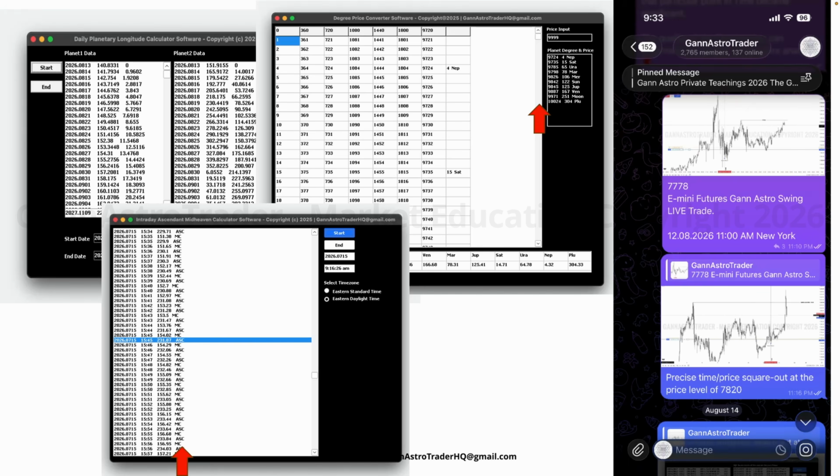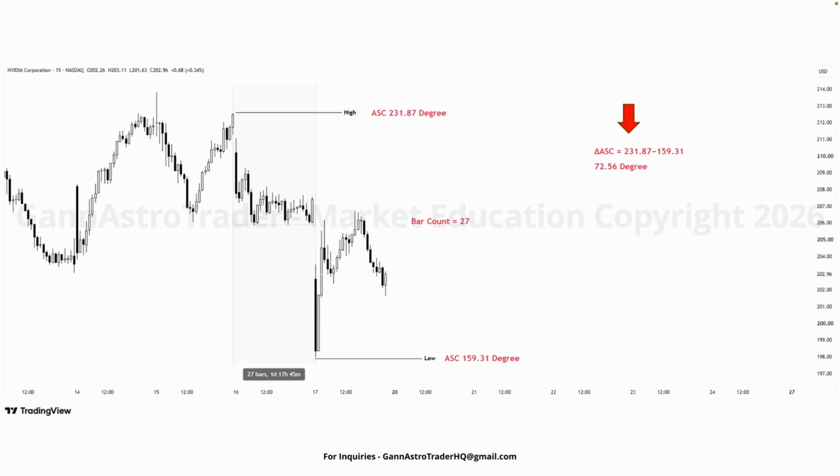Now we calculate the difference between the two ascendant values. We take 231.87 degrees and subtract 159.31 degrees. The result is 72.56 degrees. So during our measured swing, the ascendant moved through an angular distance of 72.56 degrees.